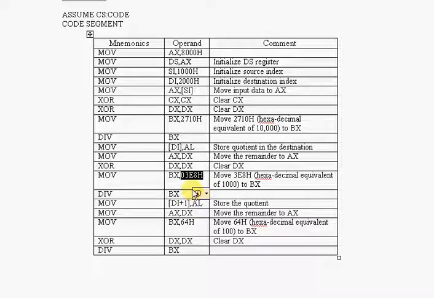The 3E8 is the equivalent of 1000. Then DIV BX. Then you are finding the number of 1000s in the remainder of the earlier data. Of course, the quotient will be in AL and the remainder in DX. AL has the effective data, and AH will be 00 only. So you need to store only AL. AL is stored in DI plus 1, the second memory of your result. The remainder is in DX, copy it to AX. 64 is the hexadecimal equivalent of 100, which is stored in BX.